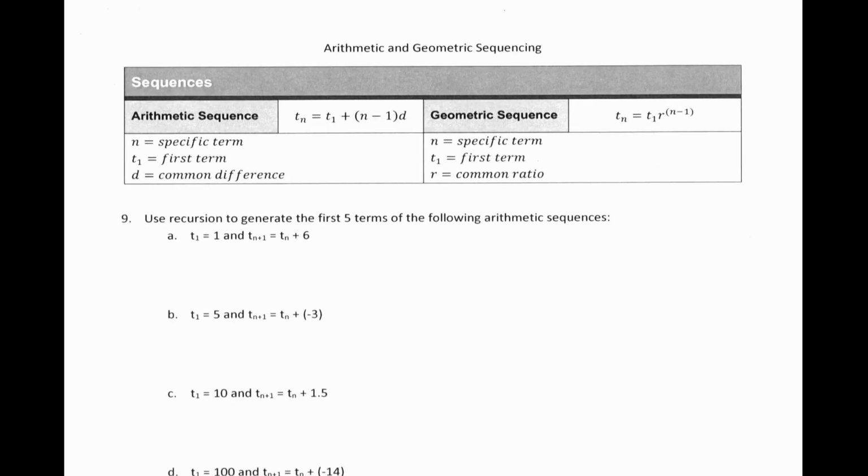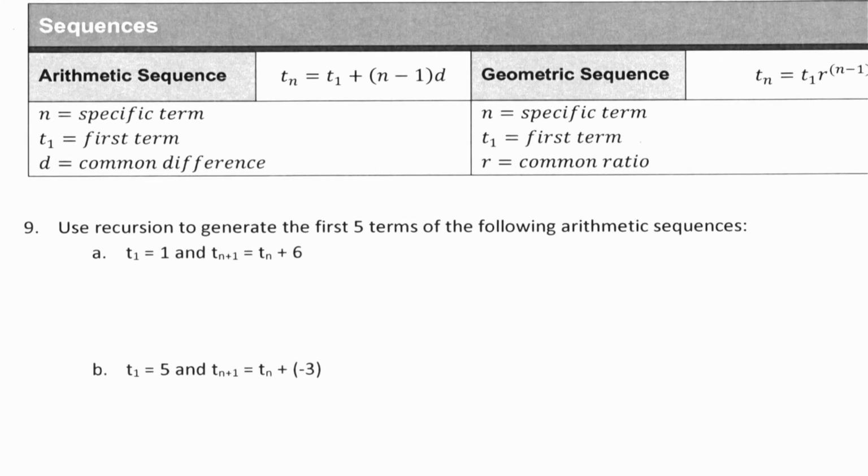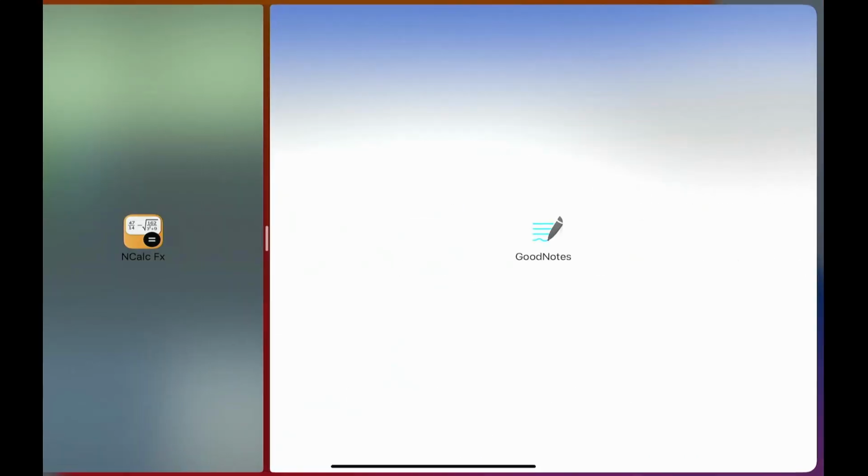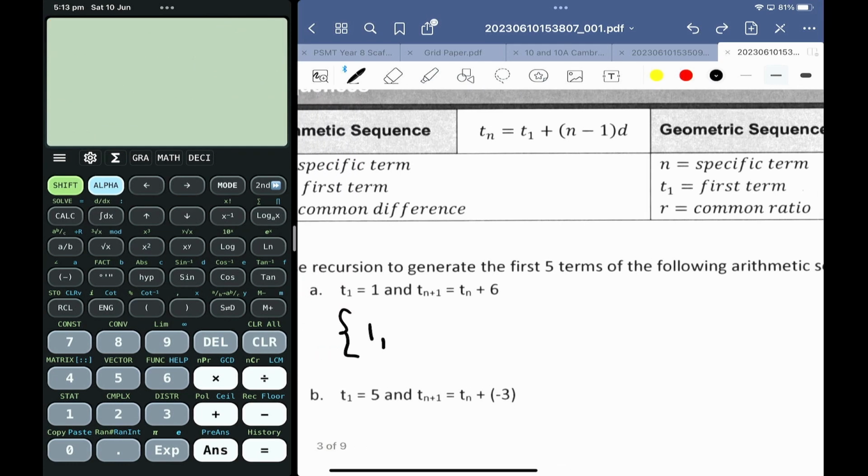Okay, moving on. Sequences. Use recursion to generate the first 5 terms of the following arithmetic sequence. So we've been given the first term, that is T1. So 1 is the first term, and it asks us to make 5 of them. So we grab our calculator. 1 is the first term. I press equals. I press answer. And the amount that I need to add on is 6.